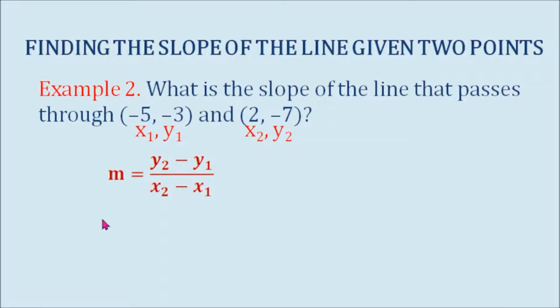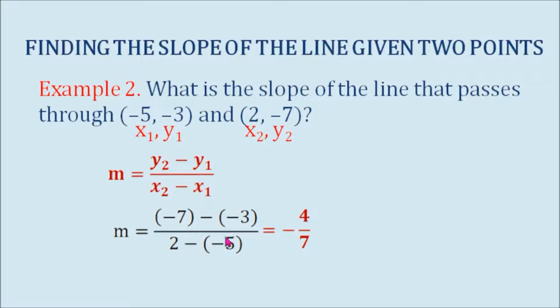Substituting these numbers to our formula, this is what we get. M equals -7 minus -3, that's y sub 2 minus y sub 1, over 2 minus -5, that's x sub 2 minus x sub 1. Now, -7 minus -3 is -4, and 2 minus -5 is 7. So this is our slope, -4 over 7.